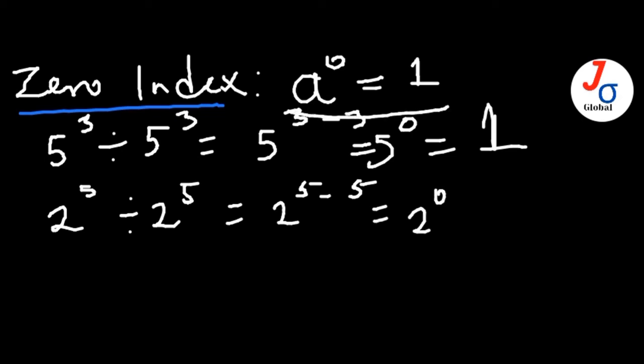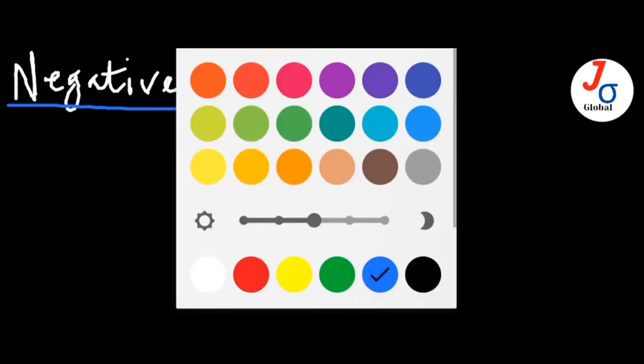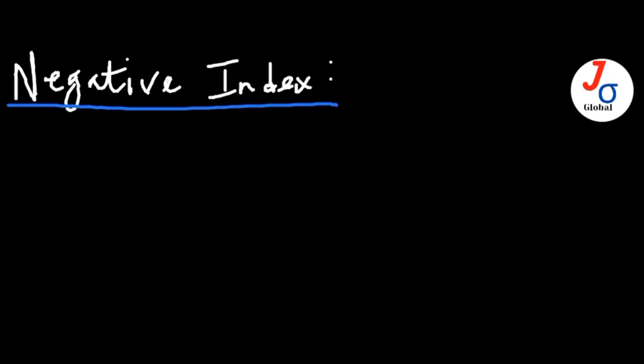And from the law of zero index, anything raised to the power of 0 is equal to 1. So that's that. So we're looking at the negative index law. How does that look? It says that if a number is raised to the power of a negative number, then there has to be 1 over a raised to the power of x.